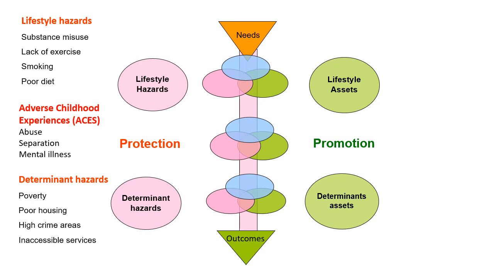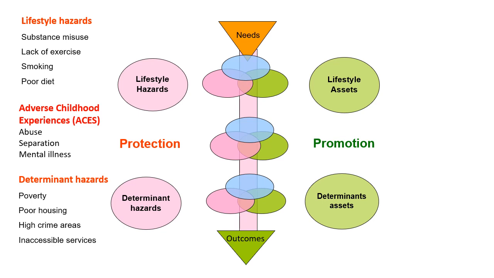Here are just some examples of potential hazards. At an individual level, this would include a poor diet, lack of exercise, and substance misuse, and at a population level, poverty, poor housing, and inaccessible services. Adverse childhood experiences, or ACEs, are stressful or traumatic events that can occur at any time throughout childhood. ACEs include all types of abuse and neglect, as well as parental mental illness, substance misuse, divorce, parental imprisonment, or domestic violence.